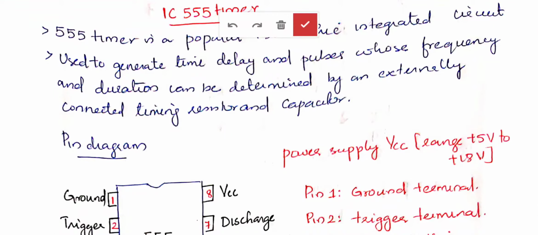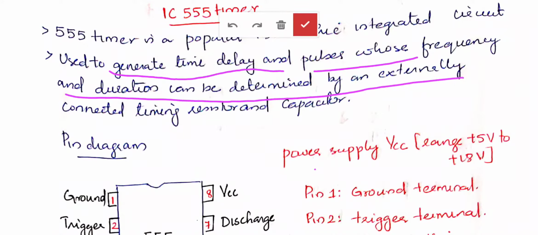So monolithic means in a single silicon wafer we are producing that IC. Much detail is not required for you. So 555 timer is a monolithic integrated circuit and it is used for generating time delay and pulses whose frequency and duration can be determined by an externally connected resistor and capacitor.